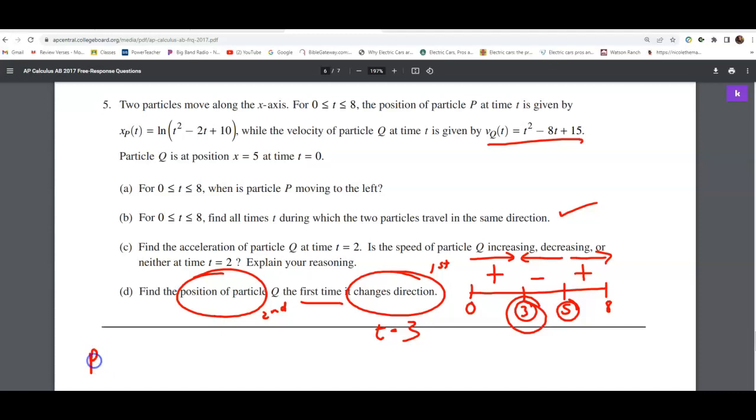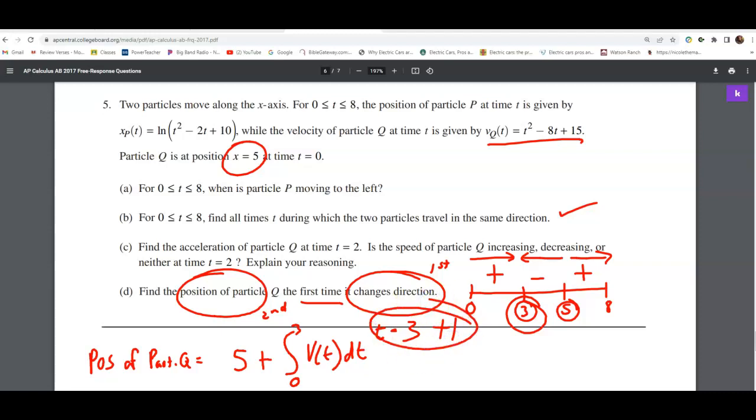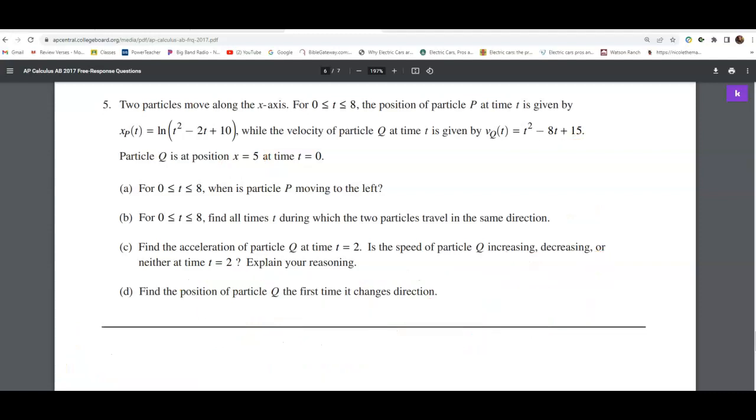Now we mentioned earlier that the position of particle Q is going to be given by the starting position plus the displacement from the beginning time to the ending time. So, just so you know, we probably have already gotten 1 point for finding the time when they change directions. Now, we would be getting probably about 2 points for finding the position. The first thing would be, did you set it up correctly? They want to know, do you know how to find the position? Then, do you actually get the right answer? So, let's go ahead and start working that one out.